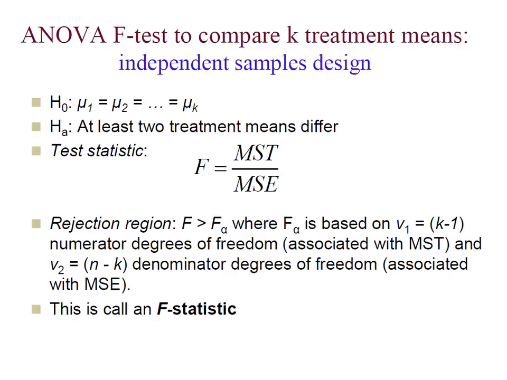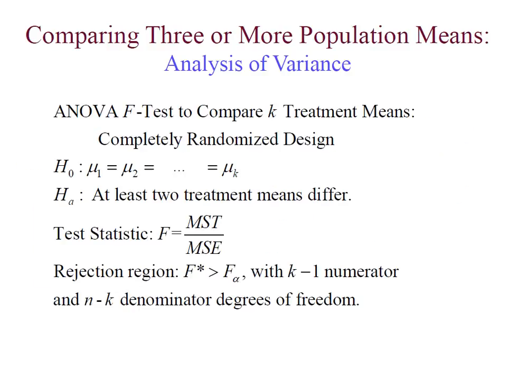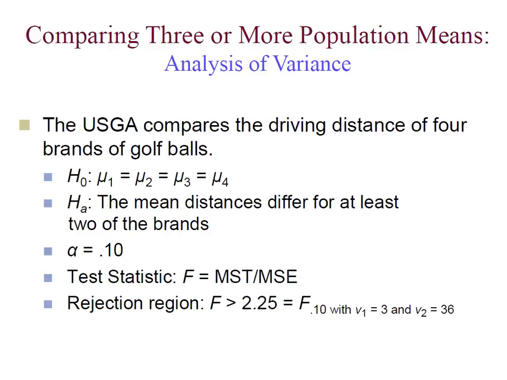Here, V1 is K minus 1, the df1, and V2 is N minus K. You need to know this. Now, to compute the rejection region, you need to use a table. In the table you need to use alpha 0.1, along with V1 and V2. V1 is K minus 1. K is 4, right? Minus 1 is 3.